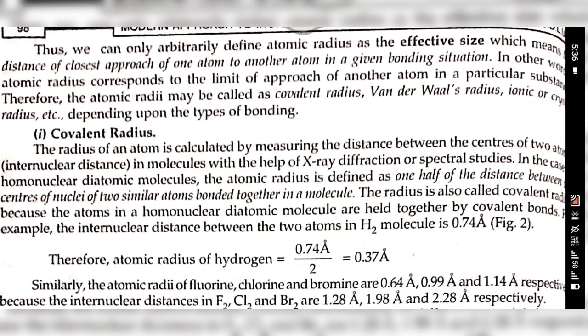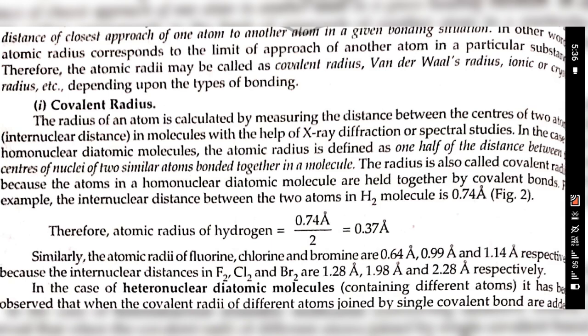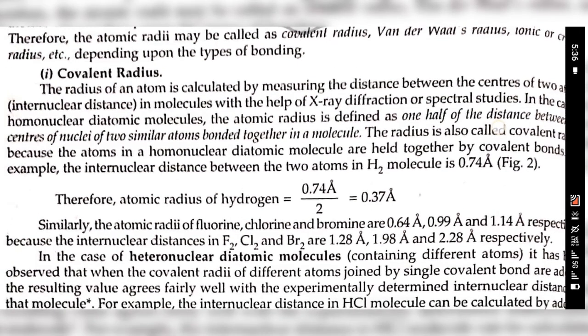The radius of an atom is calculated by measuring the distance between the centers of two atoms, that is internuclear distance, in molecules with the help of X-ray diffraction or spectral studies. In the case of a homonuclear diatomic molecule, the atomic radius is defined as 1/2 of the distance between the centers of nuclei of two similar atoms bonded together in a molecule. The radius is also called covalent radius because the atoms in a homonuclear diatomic molecule are held together by covalent bonds. For example, the internuclear distance between the two atoms in a hydrogen molecule is 0.74 angstrom. Atomic radius of hydrogen will be 0.74/2 angstrom, that is 0.37 angstrom.